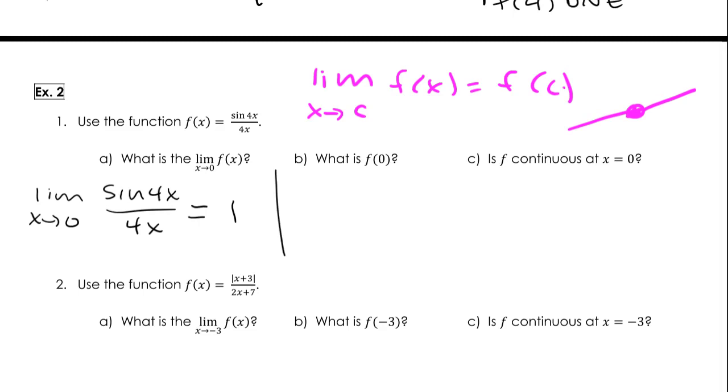Now, what is f of 0? Well, if you look right here, you cannot sub a 0 in right here because you have a 0 in the denominator, so you would say that f of 0 does not exist. So if I'm looking at this checklist here, I found the limit, which was 1. I found that this doesn't exist. 1 is not the same as not existing. So right away, we can say, no, the function is not continuous.